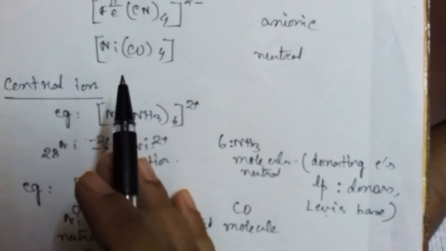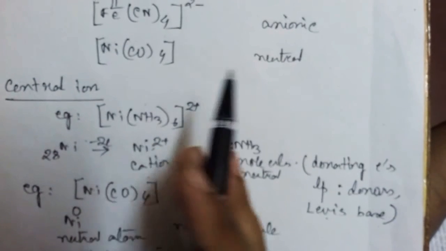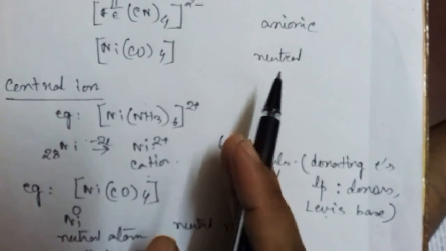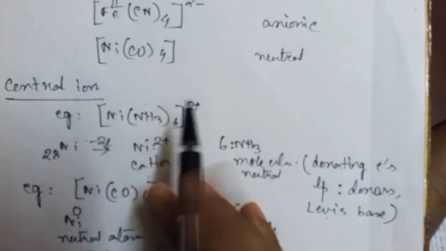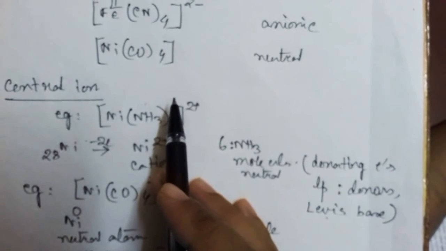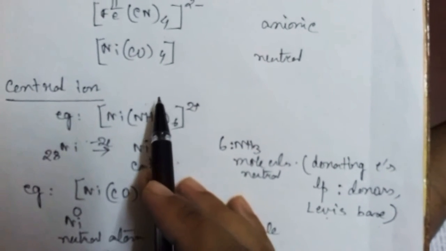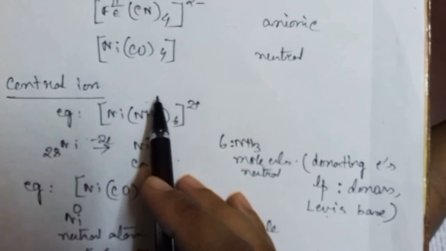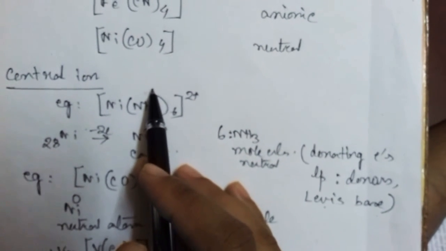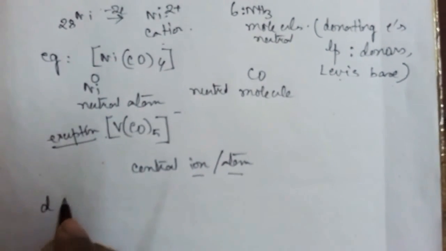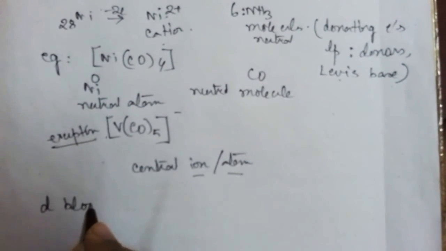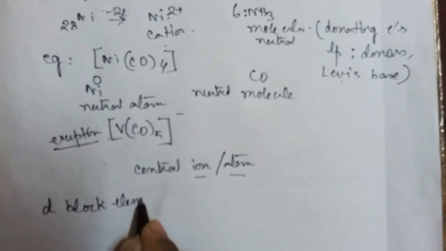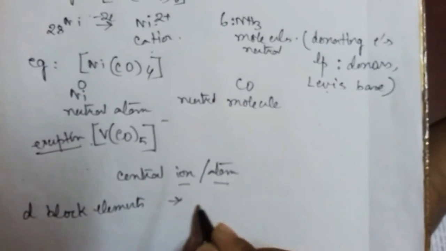From group 3 to group 12 there are d block elements. So d block elements actually possess a new type of bonding, that is coordinate bonding. So what is their feature that helps them to form this type of bond? This is the d block element, which actually has d orbitals.